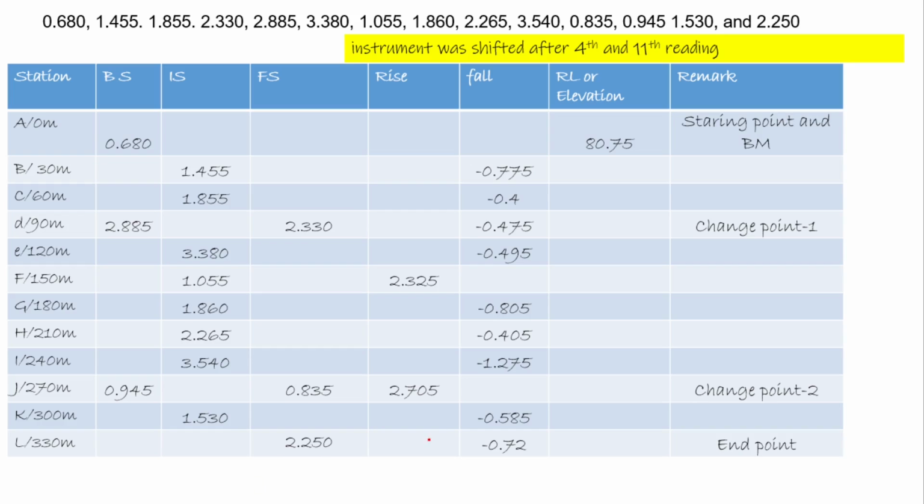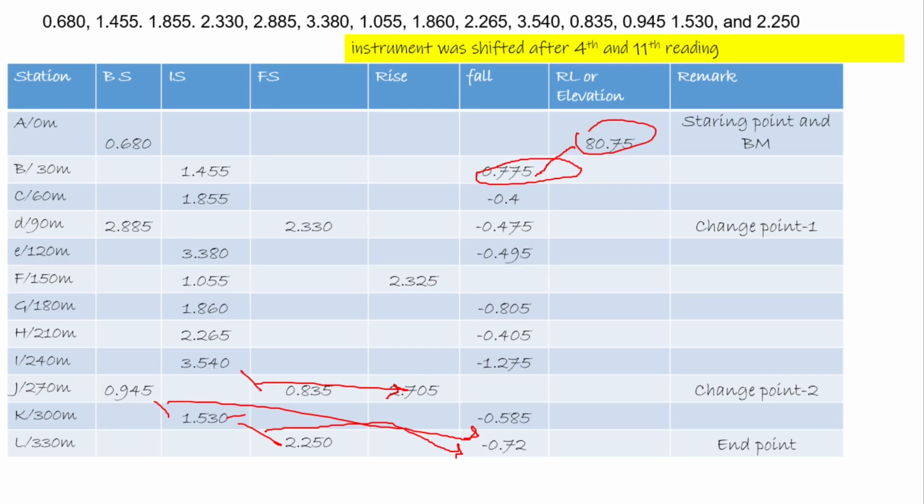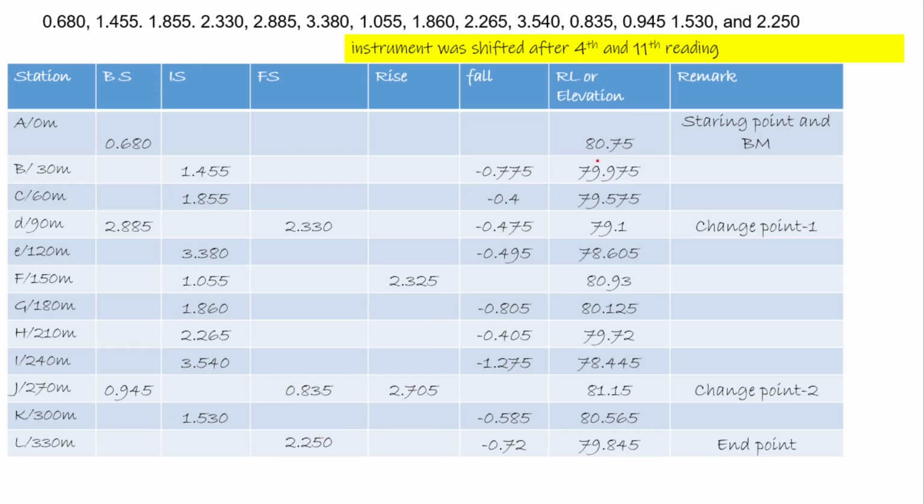The difference between these two is here. Now we know this: when we are going from A to B, that much falls, so we will deduct. I can say RL is this plus this, with sign. Plus means you have to consider the sign. This plus this is the RL of this point, so these are the RLs.